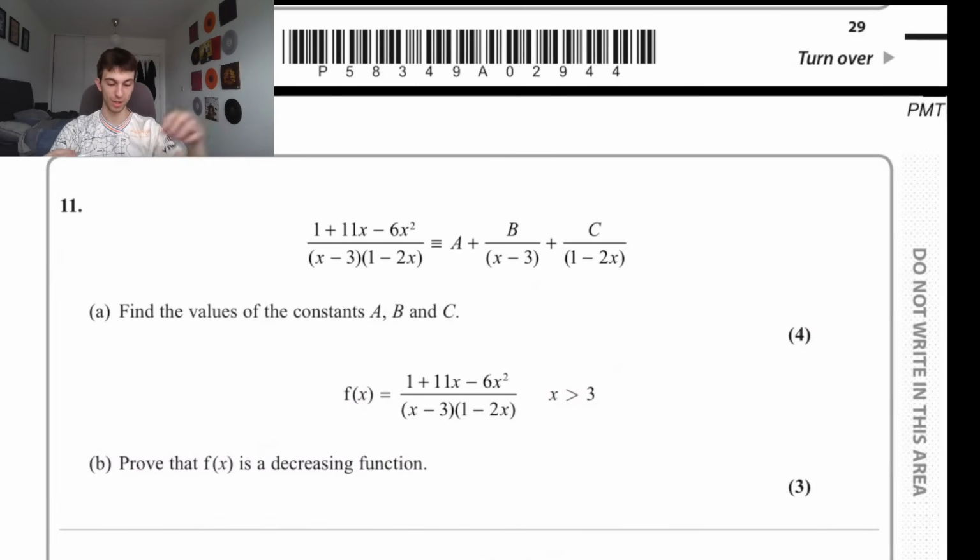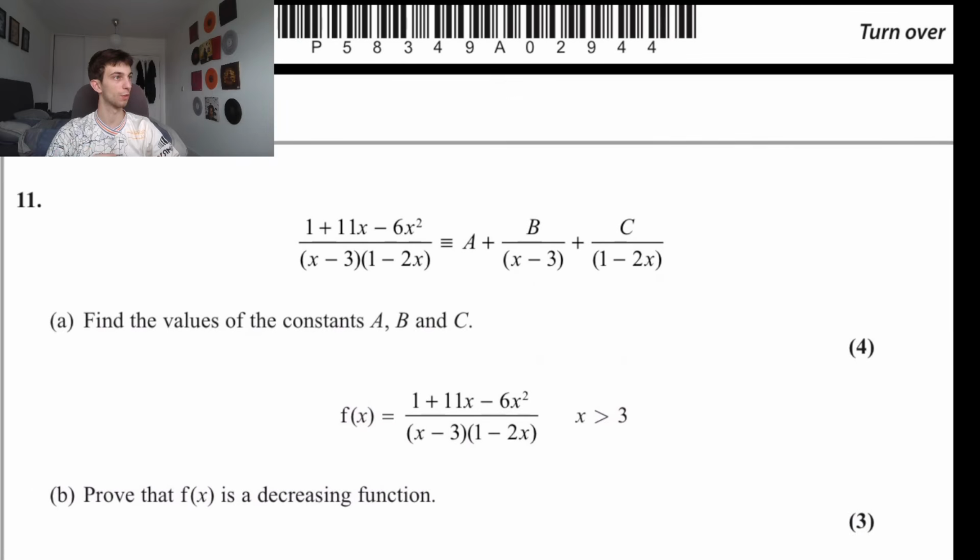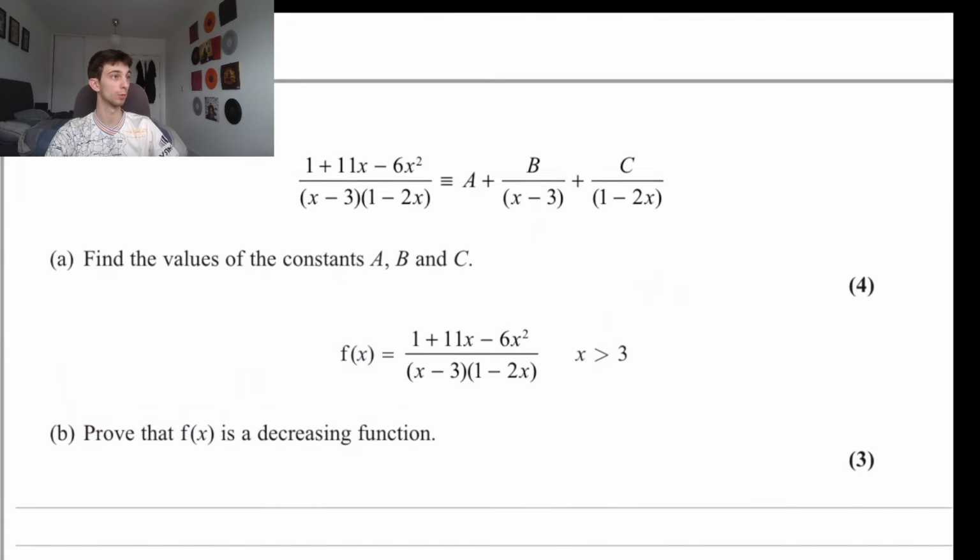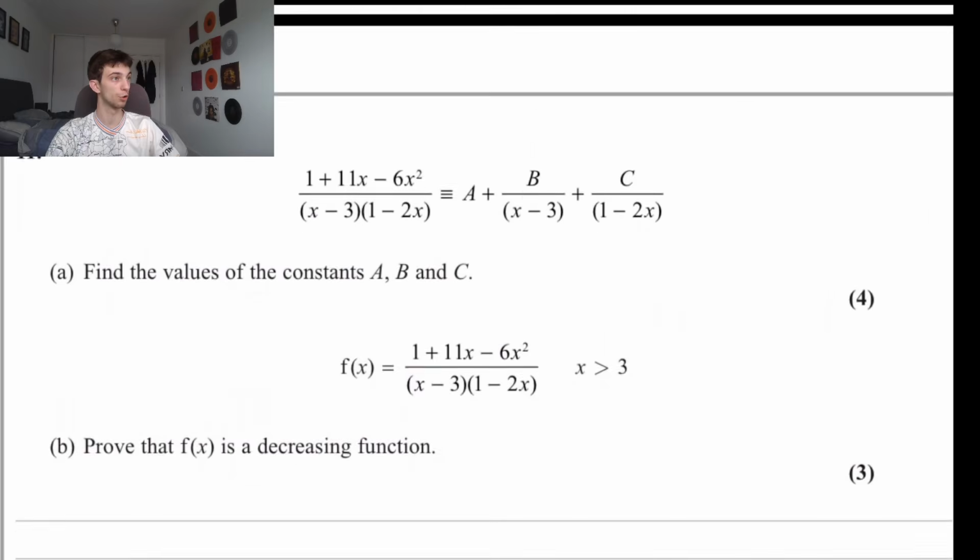Alright, question 11, partial fractions. We have 1 plus 11x minus 6x squared over x minus 3 multiplied by 1 minus 2x is equivalent to a plus b over x minus 3 plus c over 1 minus 2x. Find the values of the constants a, b, and c. Very formulaic, we're just going to multiply through by x minus 3 and 1 minus 2x.